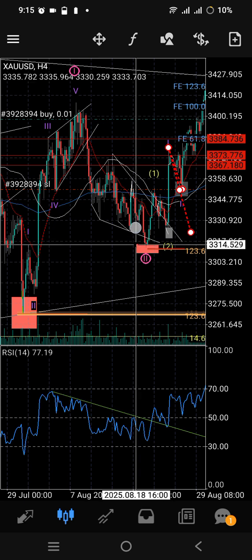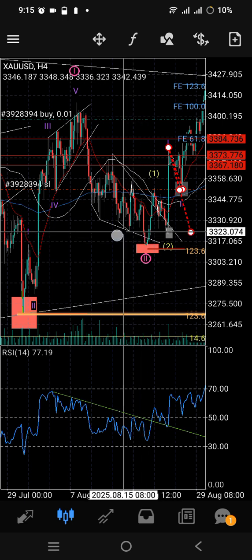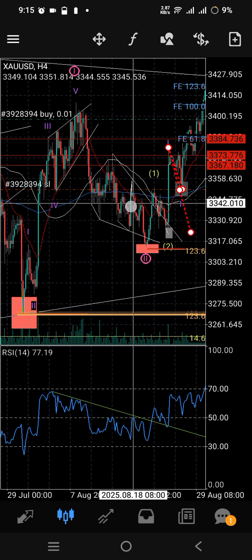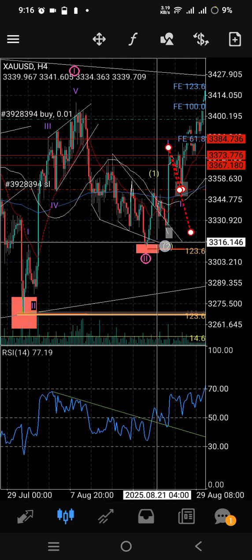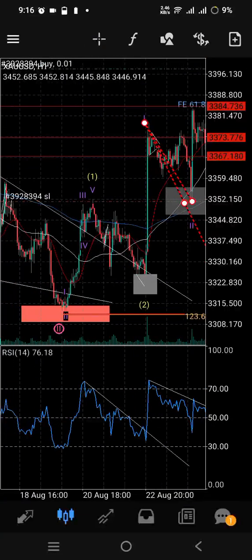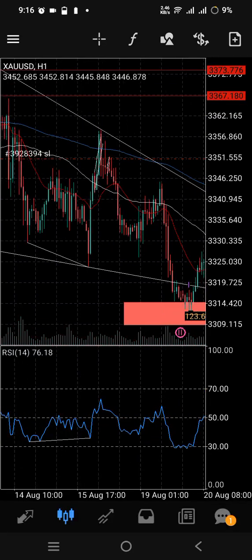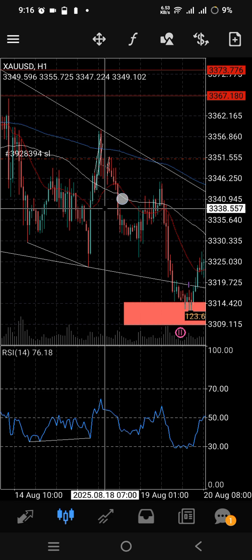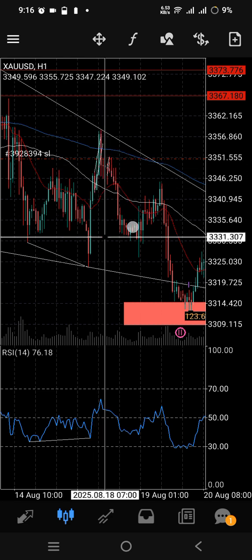There were other points where I thought that the correction had ended. Somewhere around here, you can see that there are some lines there. There are some diagonals I drew there as well. Let's go to the 1 hour. Yeah. So I did think that this was 1, and then I was waiting to see if we would have the 1, 2, 3.